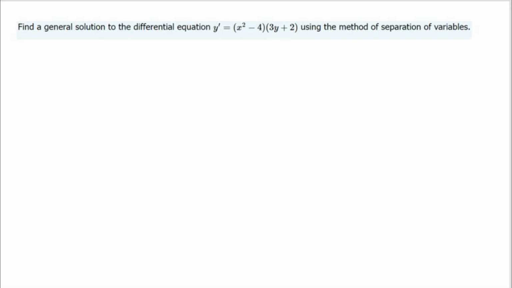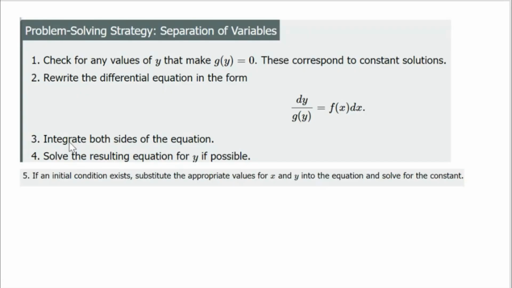Or I can write this one. So this one is our f of x, and the other one, we have 3y plus 2 is our g of y. So according to the rules, step 1, we're going to check for any values of y that make g of y equal to 0, because this will correspond to a constant solution.